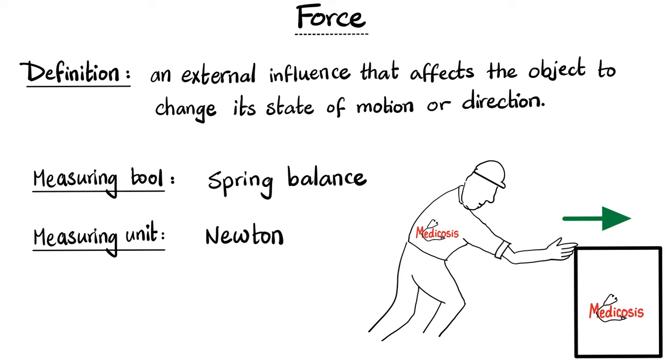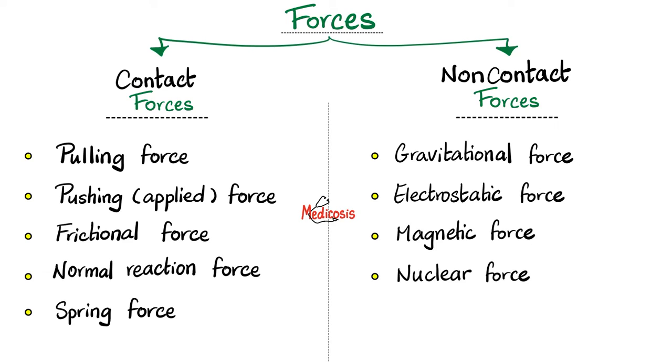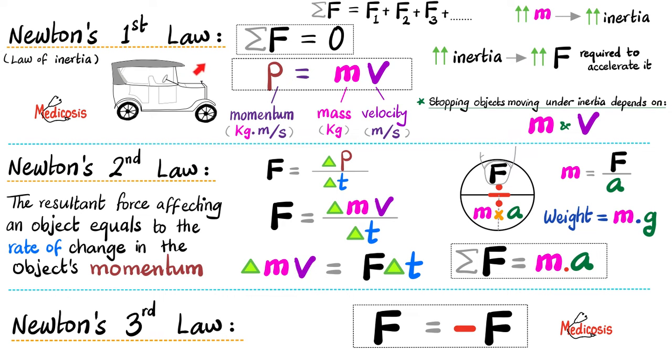How can we define force? It's an external influence that affects an object to change its state of motion or direction. Measuring tool, spring balance. Measuring unit, Newton. There are many types of force, including contact forces versus non-contact forces. Touch me, don't touch me. Today we're talking about gravitational force, which is a subtype of non-contact forces. We will not go over Newton's three laws of motion today because we had this in a separate video. Here I'm just reminding you that force equals mass times acceleration.